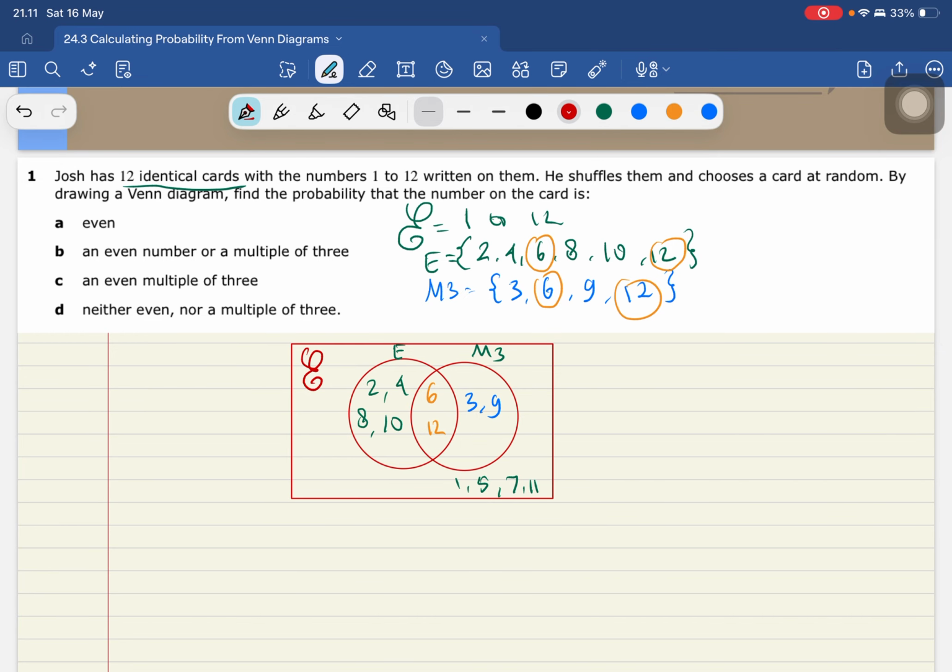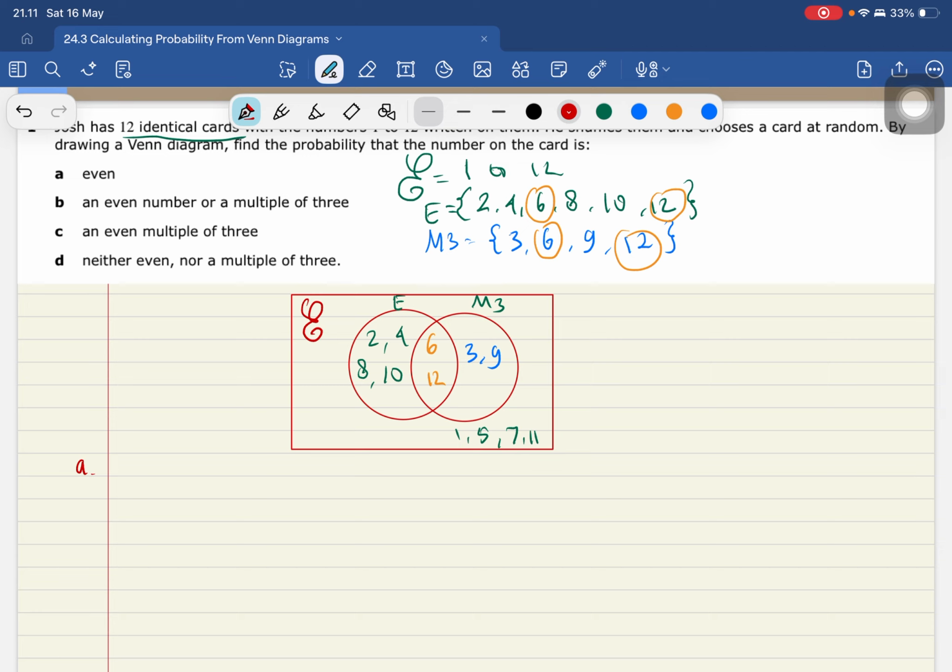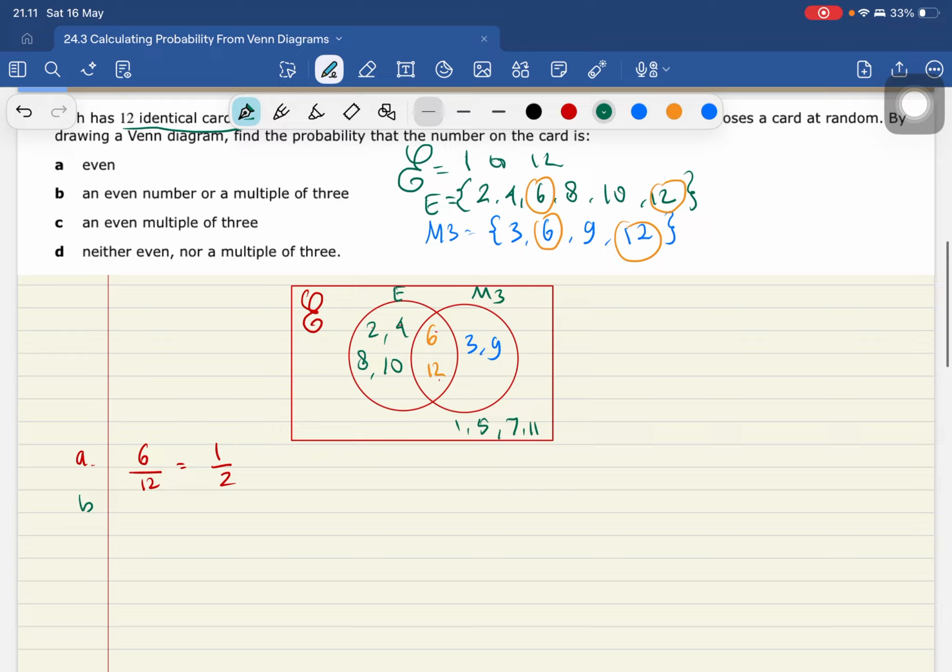Okay, we need to find the probability. For part A, an even number: we got 1, 2, 3, 4, 5, 6. So 6 over a total of 12 numbers. We can simplify to 1 over 2. Next, B, even number or multiple of 3. Even numbers or multiples of 3, we count 1, 2, 3, 4, 5, 6, 7, 8. So here 8 over 12. We can divide both sides by 4, so it's going to be 2 over 3.